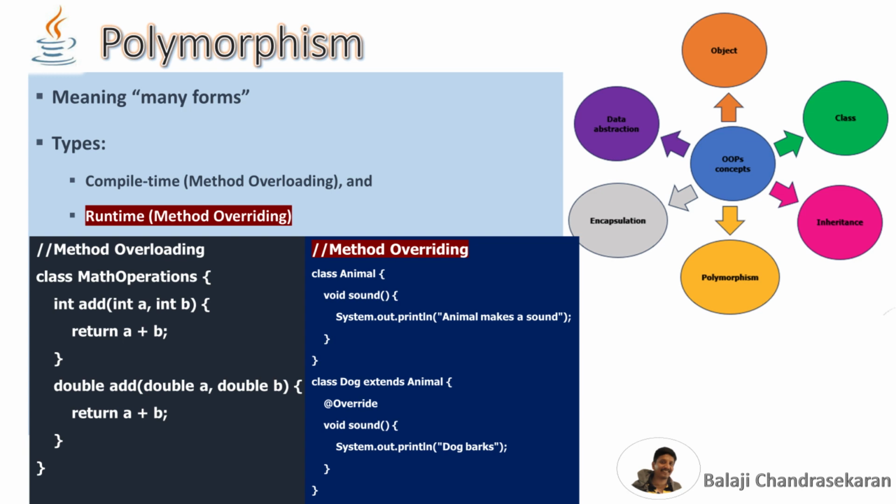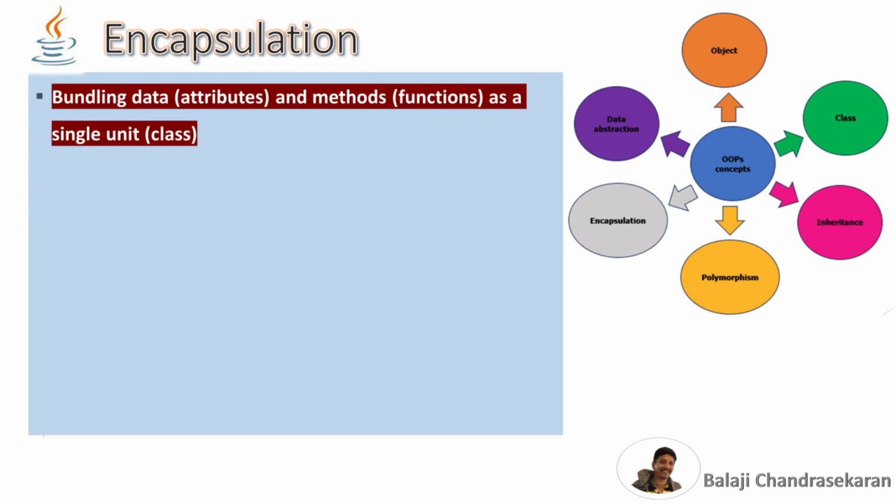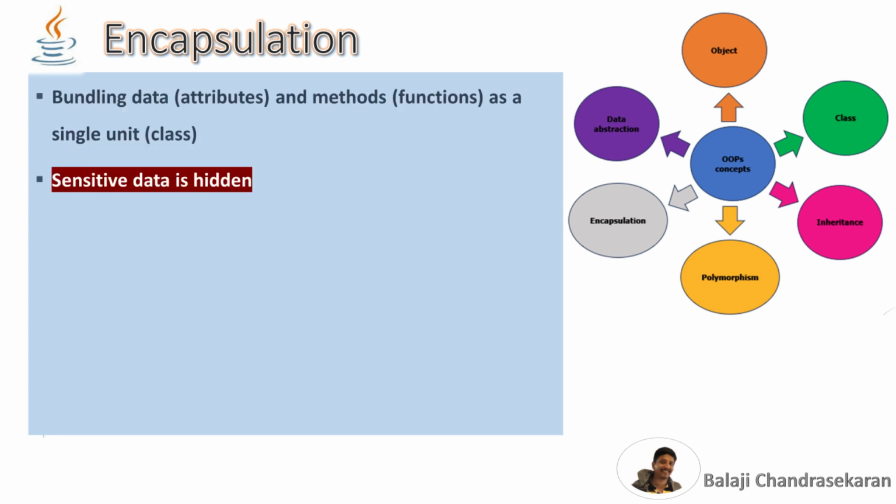Encapsulation is the concept of bundling data, attributes, and methods, functions, that operate on the data into a single unit, called a class. Encapsulation is to make sure that sensitive data is hidden from the users. Encapsulation is a way of hiding the implementation details of a class from outside access and only exposing a public interface that can be used to interact with the class.